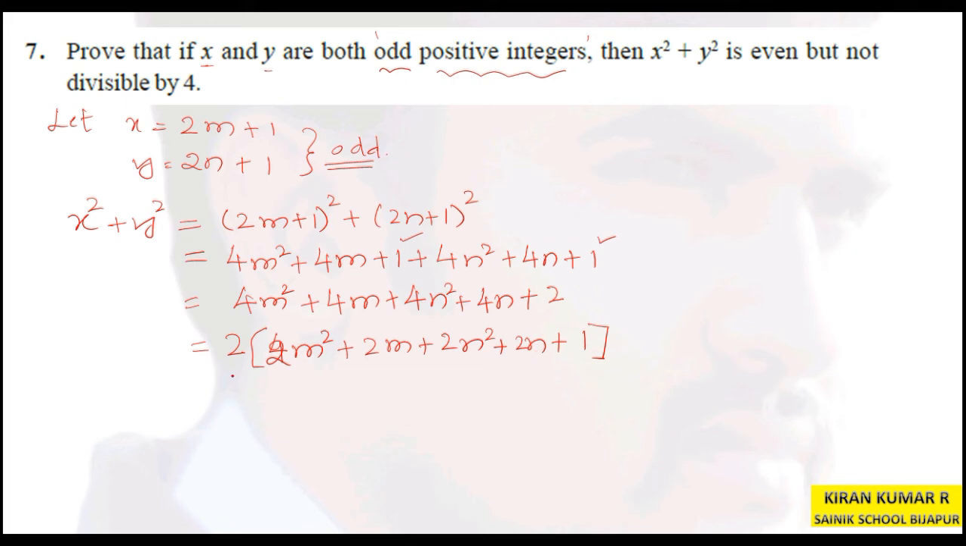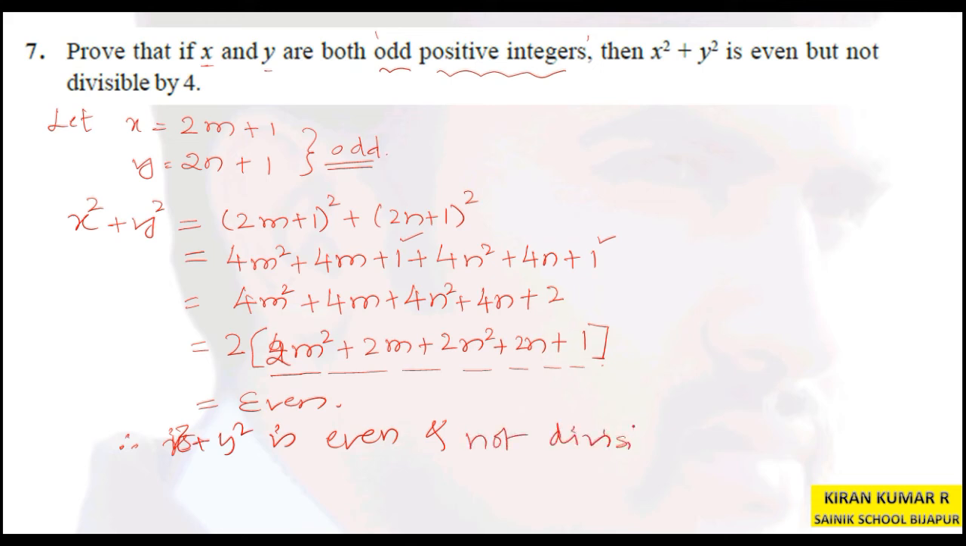Observe, it's very clear that 2 is multiplied to these terms. What does it mean? It means that it is even. Further observe, it is 2 multiplied to some number, not 4 multiplied to the number. Therefore, x square plus y square is even and not divisible by 4.